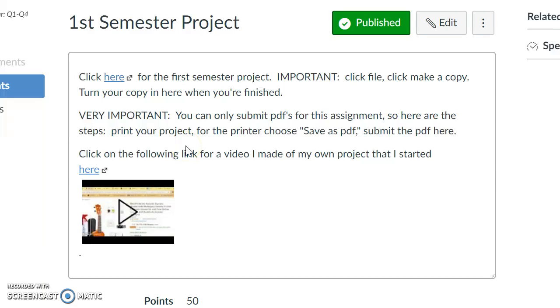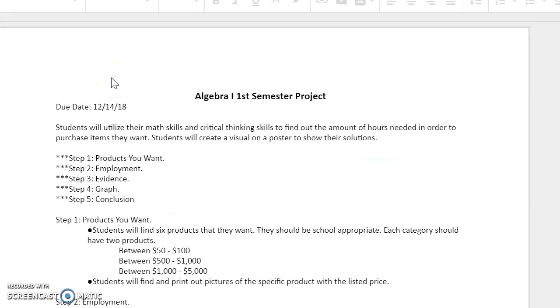Okay, here's my second installment to finish up our project this semester. We found 6 items online, we found a job, and we paid for those items and found out how many hours it would take to get them. You started by clicking here. It said important, make a copy.